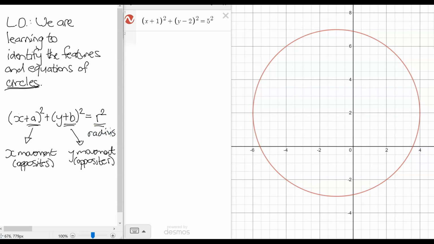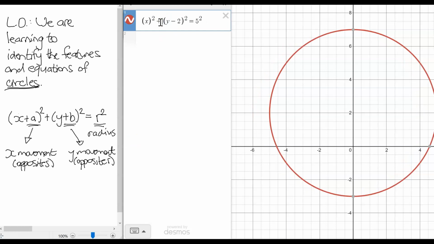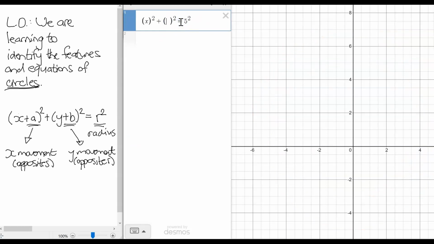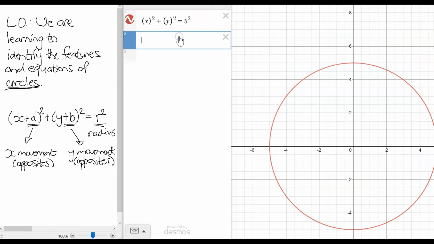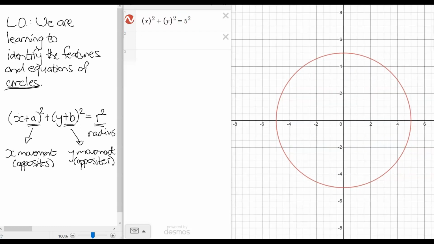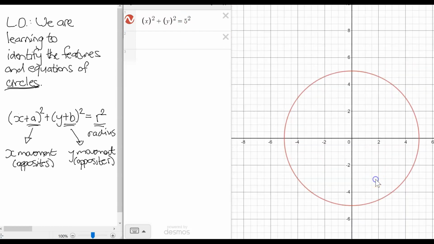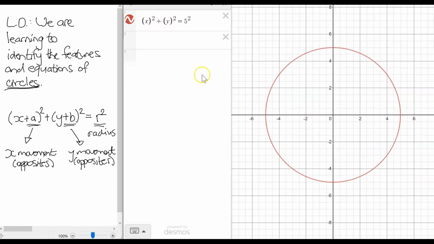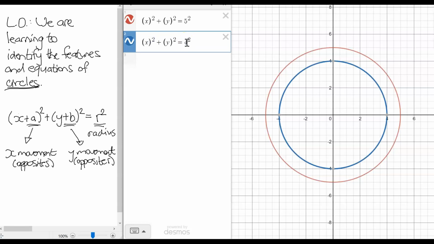So what we want to do is mess around with this. Let's get back to our default equation. So x squared, y squared, 5 squared. So we've got a circle centered around 0, 0. How would we maybe shrink that circle? We would shrink that circle by having a smaller radius, which would maybe be reducing that 5. Maybe we make that a 4.